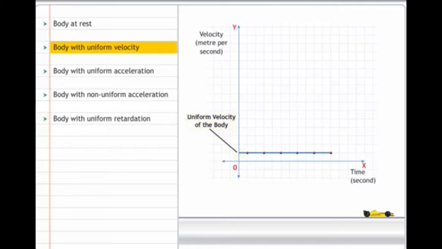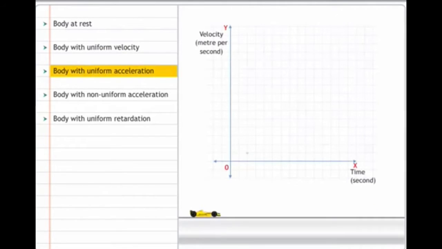The point where the line intercepts the y-axis shows the magnitude of the uniform velocity of the body. When a body exhibits uniformly accelerated motion, the velocity time graph represents a straight line passing through the origin and subtending an angle with the x-axis. This is because, in this motion, the velocity of the body increases uniformly with time.